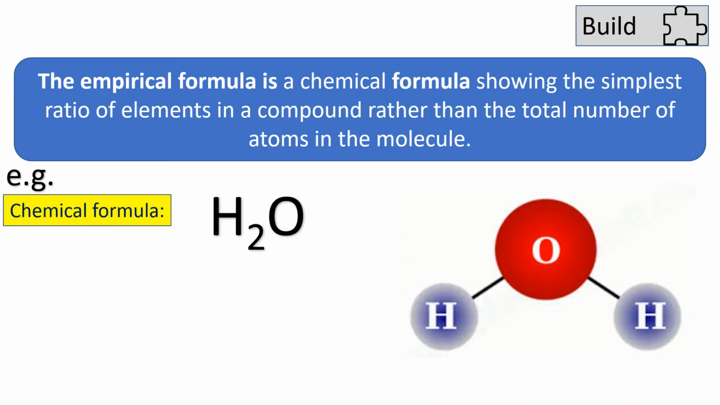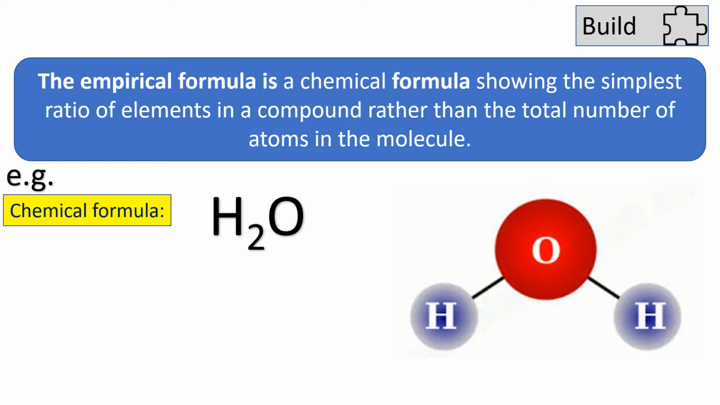So the definition of empirical formula is a chemical formula showing the simplest ratio of elements in a compound rather than the total number of atoms in a molecule. Sounds confusing, but at a very basic level, we're not looking at the actual formula, we're looking at the actual formula in its simplest ratio. So let's look at the example. How do we get there?